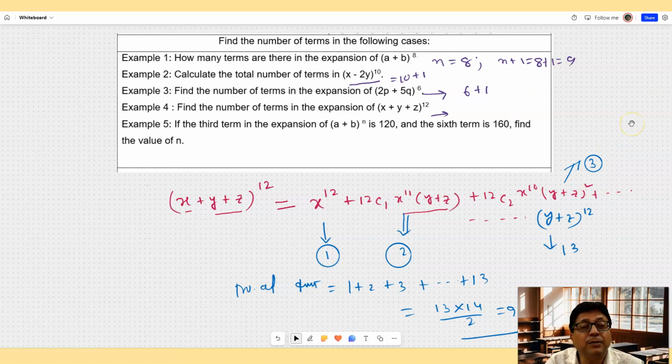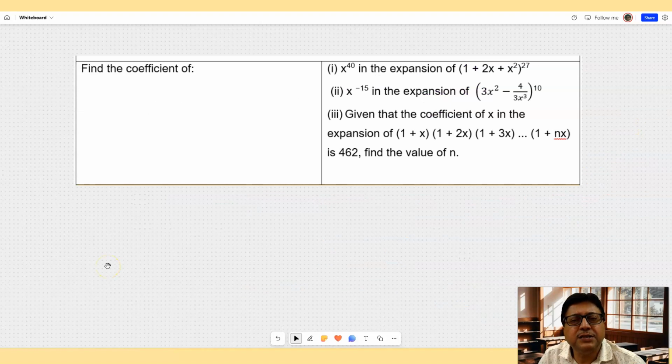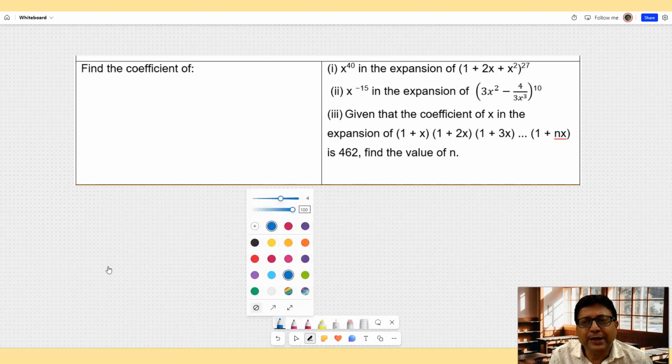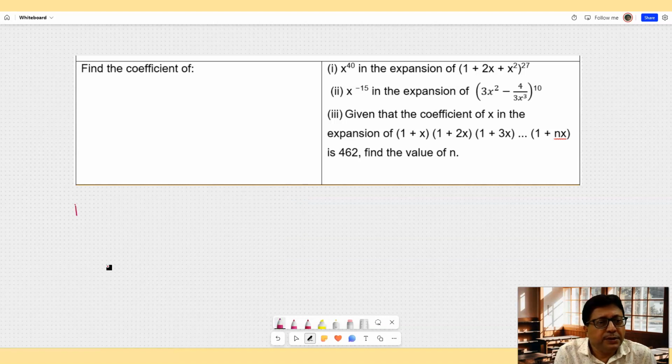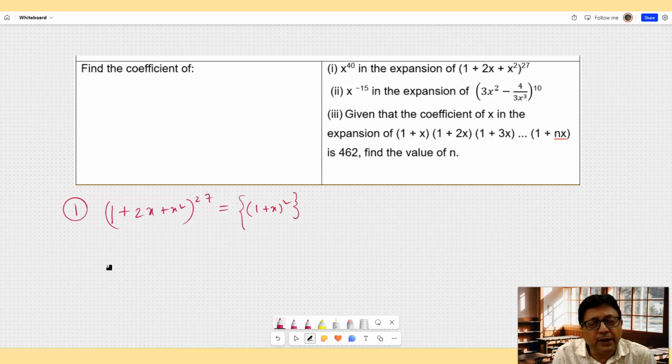Okay, let us solve the next type of sum. Let us solve number 1 first: the coefficient of x to the power 40 in the expansion of 1 plus 2x plus x square to the power 27. So in this sum, actually it is a trinomial, 1 plus 2x plus x square to the power 27. It can be reduced to a binomial: 1 plus x whole square, this to the power 27. So it is 1 plus x to the power 54.